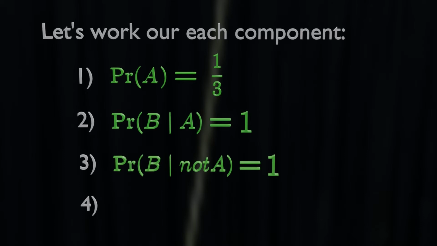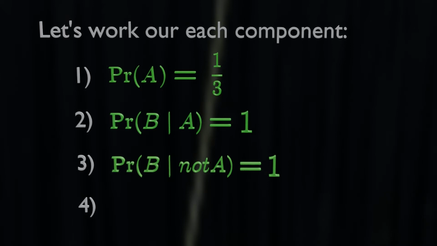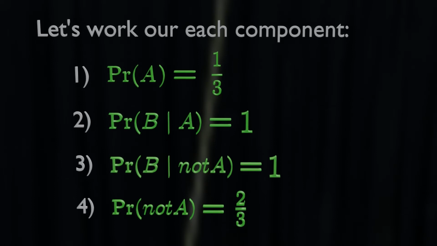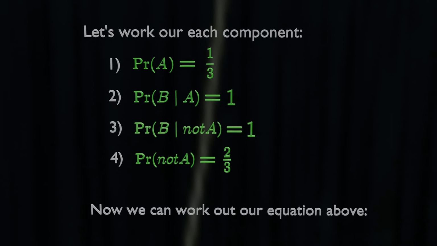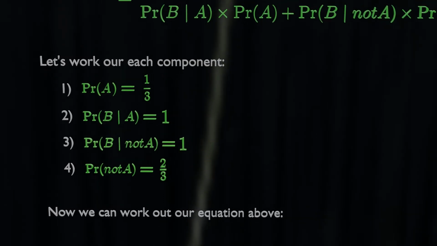The probability of B given not A is the probability that Monty will reveal a goat, given that there isn't a car behind door 1. Again, Monty will always reveal a goat no matter what, so this simply becomes 1 as well. The probability of not A is the probability that the car is not behind door 1, which is 2/3. Now that we know this, we can work out our equation for probability of A given B above.